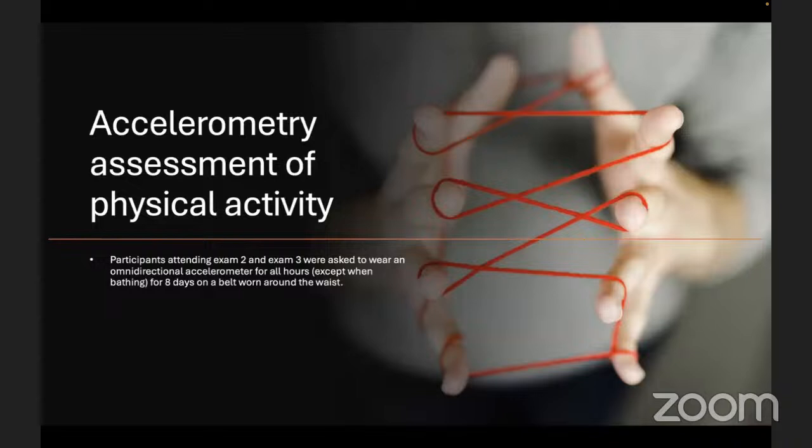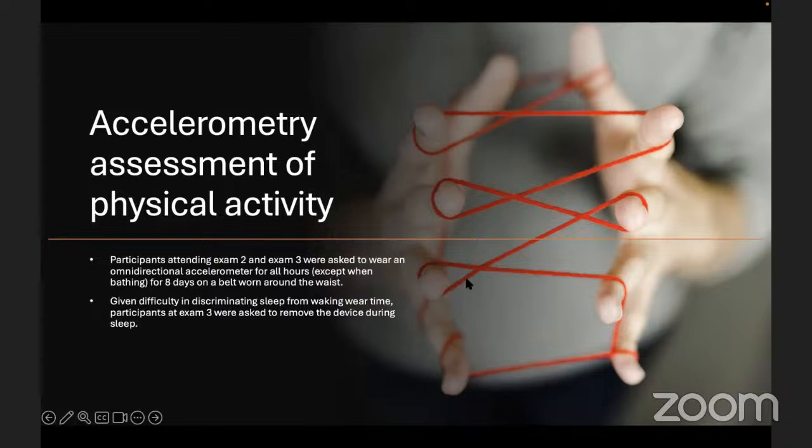For the accelerometer assessment of physical activity, participants attending exam 2 and exam 3, as I mentioned, the first decade and the second decade, were asked to wear an omnidirectional accelerometer for all hours except when bathing for 8 days on a belt worn around the waist. Next, please. Given difficulty in discriminating sleep from waking wear time, participants at exam 3 were asked to remove the device during sleep.